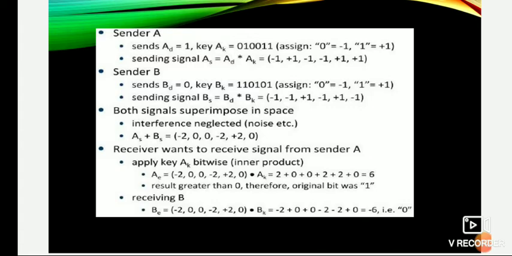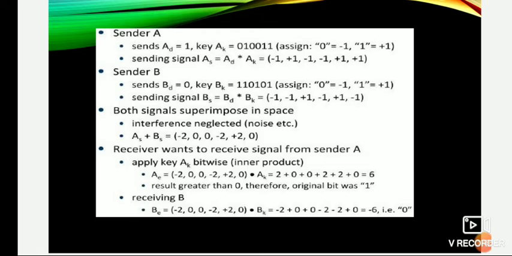Sender B sends the data as 0, with key BK equal to 1 1 0 1 0 1, and as usual assigning 0 equal to minus 1 and 1 equal to plus 1. So, the sending signal BS is equal to BD into BK, that is equal to minus 1 plus 1 minus 1 plus 1 minus 1. Both the signals superimpose in space. The interference and the noise are neglected.